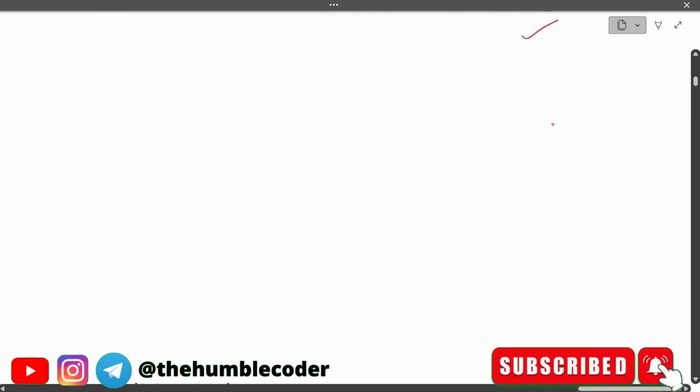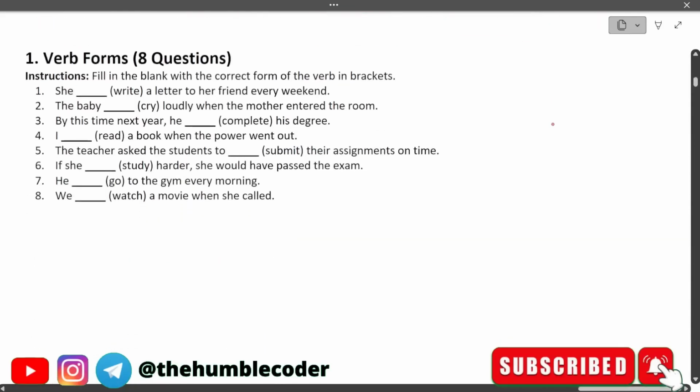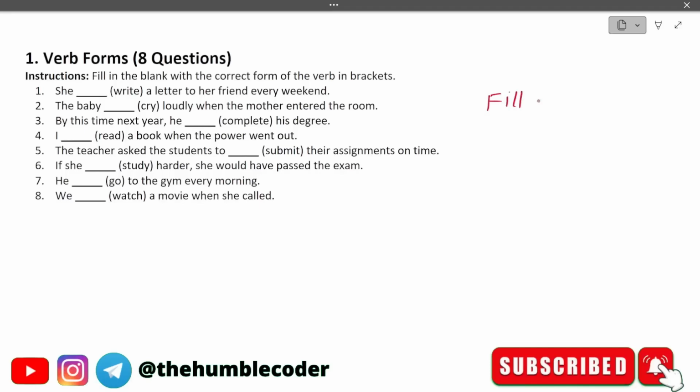Okay, moving on. So guys, we have seen 6 questions based on paragraph reading. Now we are moving on to the next set of questions, which is fill in the blanks type of questions. We are going to see the next few sets of questions based on this pattern only. The first pattern that we have is verb forms.